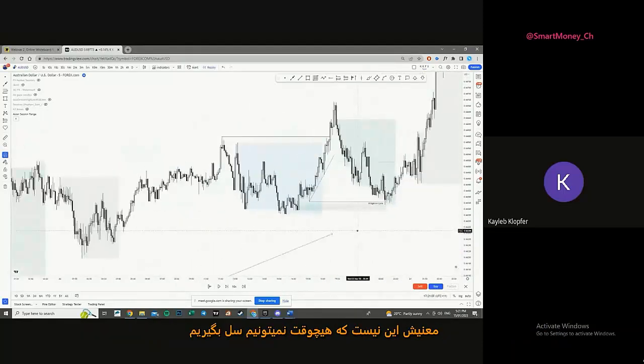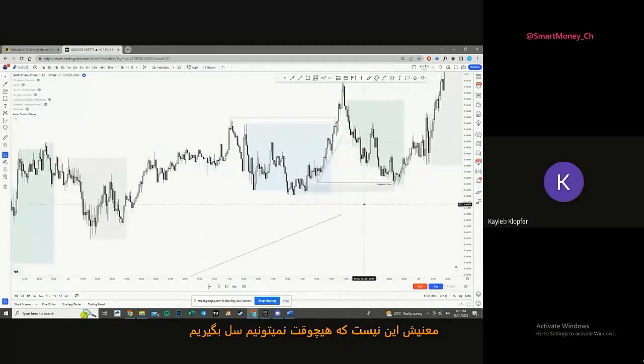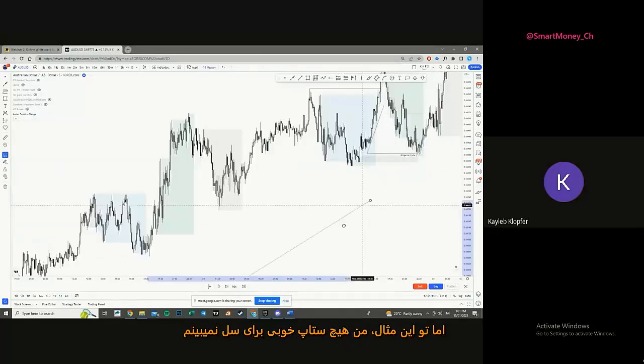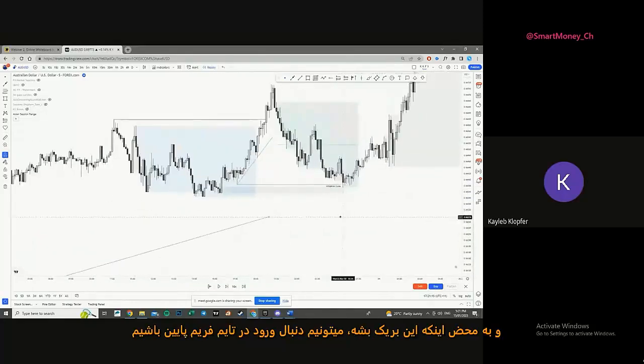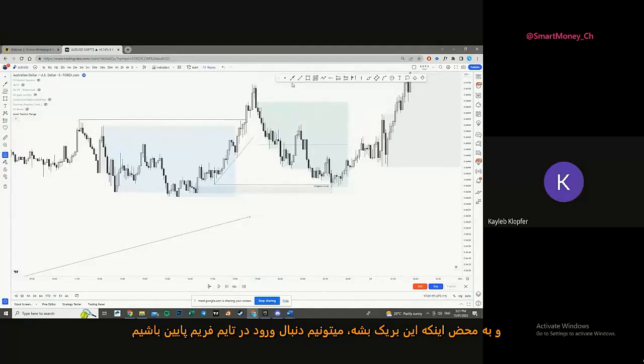We want to respect buys more than sells. Doesn't always mean we can't sell as well. But in this case, I'm not seeing any good sell opportunities so far. But as soon as we break that, we can do our lower time frame entry.